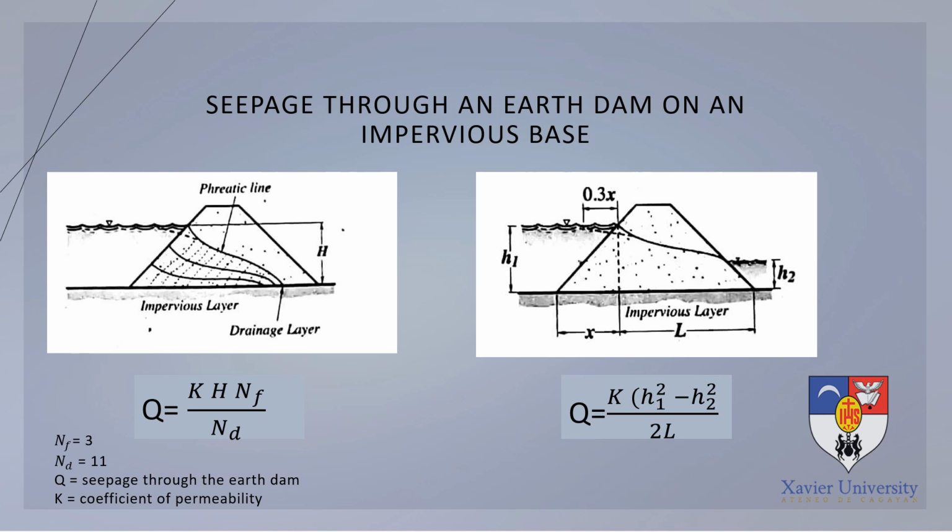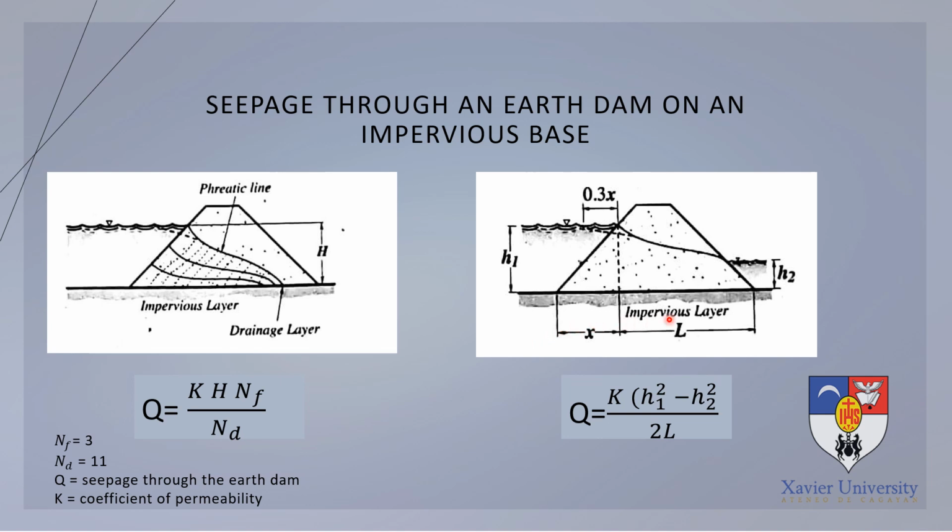Or we could also use other formulas that review books use for the seepage through an earth dam on an impervious base. So we can use this formula. It is still the same, but the one presented earlier by Mr. Brahadas in his equation for the seepage is more complicated. So either is fine. Depending on the appearance of the phreatic line, we solve accordingly. So that is just formula based.